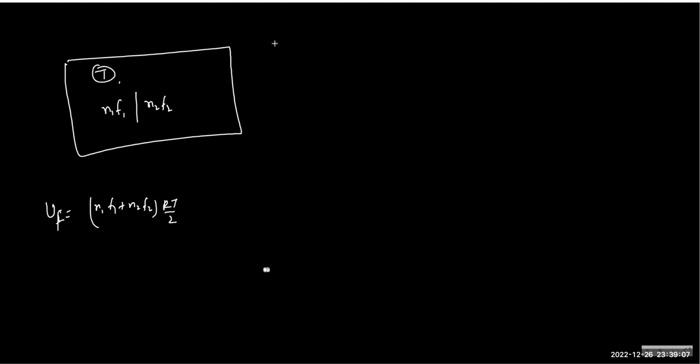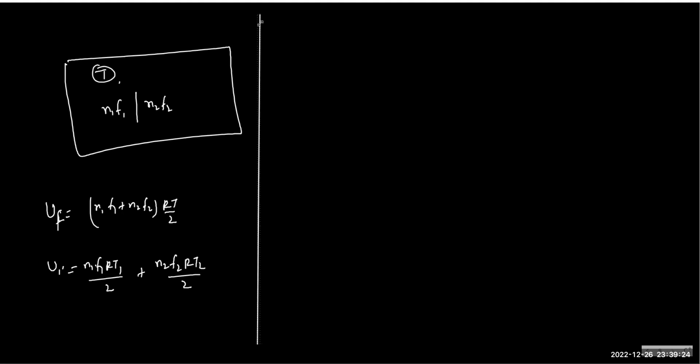N1 F1 RT1 by 2. Yeah, so initial was N1 F1 RT1 by 2, right? And N2 F2 RT2 by 2. Am I right? And then, it's the conservation, because no energy has been lost in the entire process. So we can say using conservation of energy.